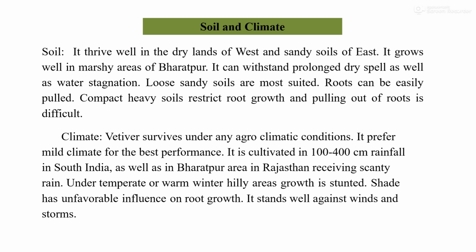Regarding the climatic requirement, it can grow in a wide range of climatic conditions. Vetiver survives under any agroclimatic condition. It prefers a mild climate for the best performance. It is cultivated in 100 to 400 centimeter rainfall in South India as well as in the Bharatpur area in Rajasthan receiving scanty rain. Under a temperate or warm winter, hilly area growth is stunted. So, such a type of condition is not that favorable. Shade has an unfavorable influence on root growth. It stands well against wind and storm too.